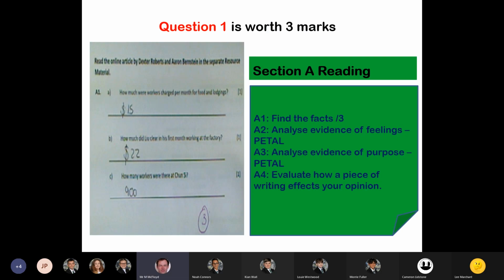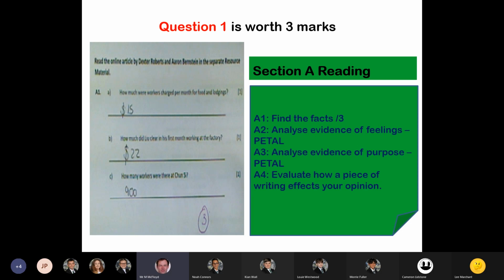Today then, we're going to focus on question 1, the first question you'd be set in the exam, the first one as you open your paper that you would see first. We call this the finding the facts question. It is worth 3 marks for 3 separate answers. An example of this exam is on the left-hand side of the screen.